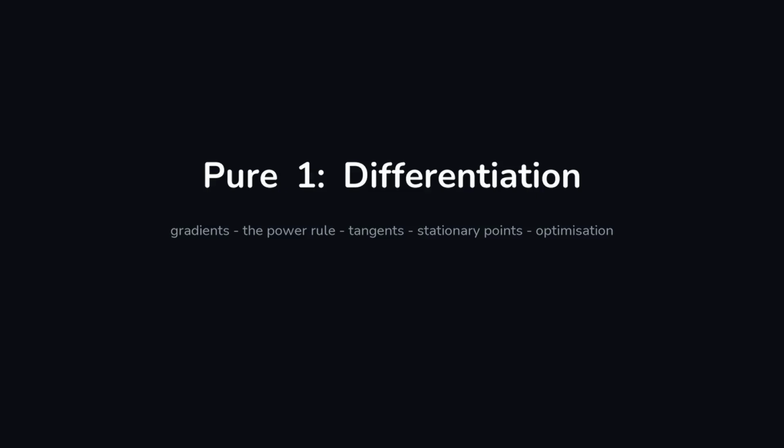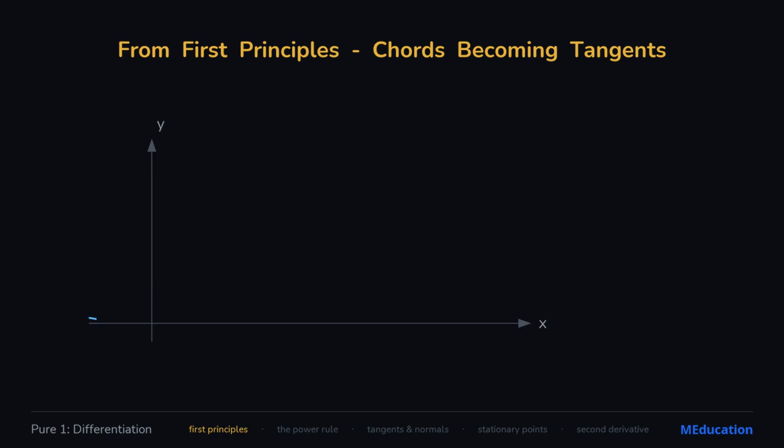Let's build it. Here is the trick that started calculus. Take your point, and a second point a little distance h away. The straight line joining them, the chord, has a gradient you can actually compute, the change in y over h. It is an approximation, but a workable one.